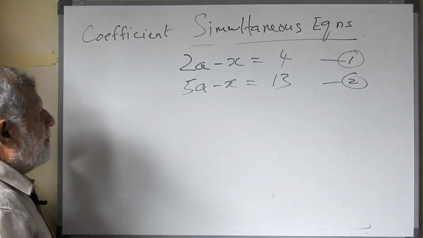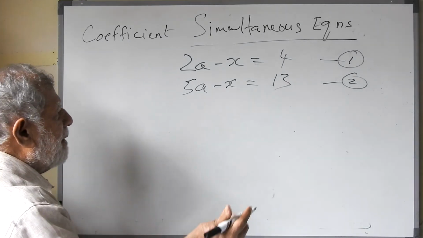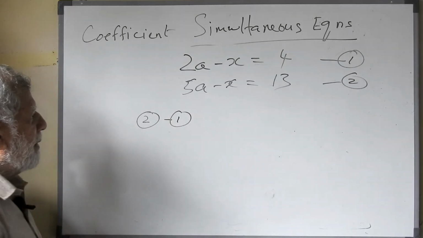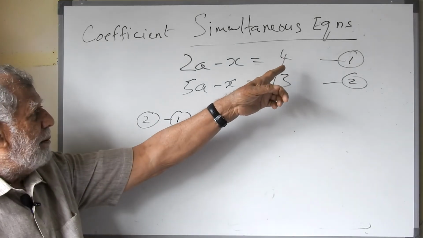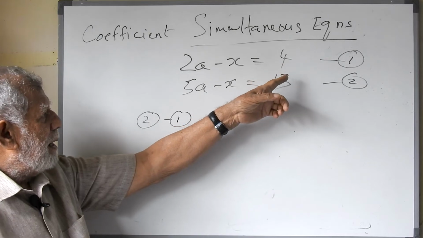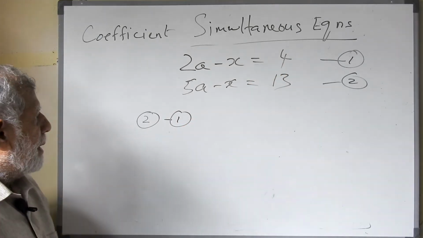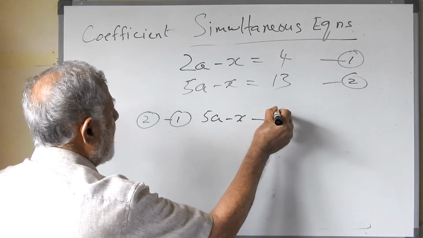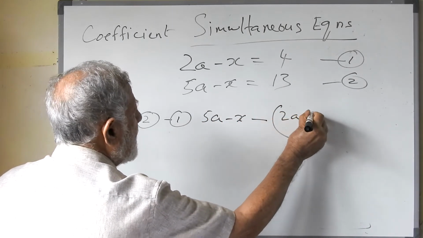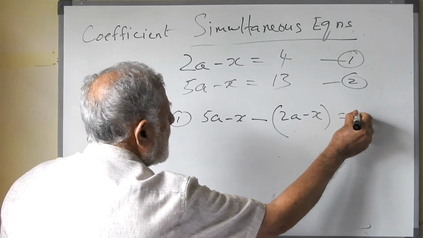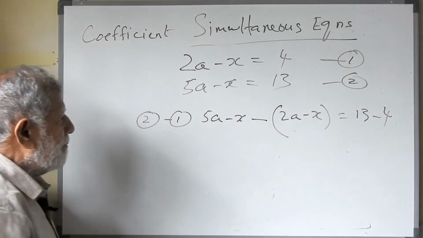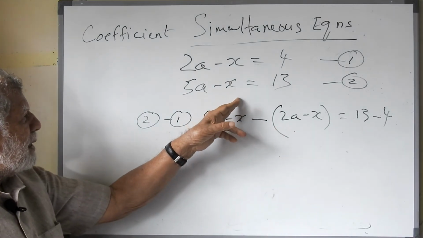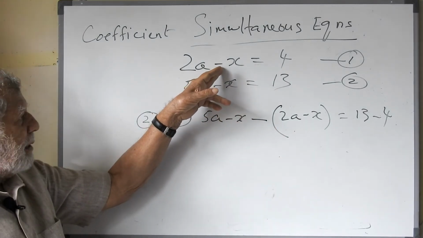So we subtract. And we can always write any equation first. Now I am going to write equation 2 first. Equation 2 minus 1, because we have the bigger number here, 13, so 13 minus 4 will be equal to 9, a positive number. So that is 5a minus x, take away bracket 2a minus x is equal to 13 minus 4. Be very careful to put the brackets. From the second equation, we are taking away the first equation for our convenience.